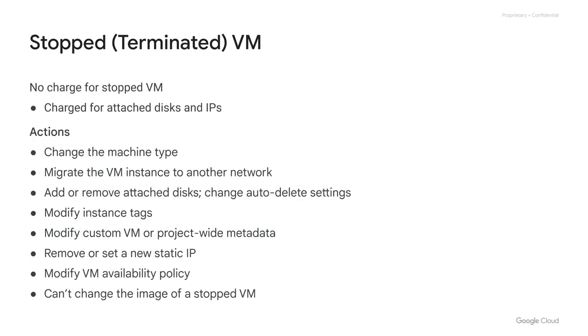When a VM is terminated, you do not pay for memory and CPU resources. However, you are charged for any attached disks and reserved IP addresses. In the terminated state, you can perform any of the actions listed here, such as changing the machine type, but you cannot change the image of a stopped VM. Also, not all of the actions listed here require you to stop a virtual machine. For example, VM availability policies can be changed while the VM is running, as discussed previously.